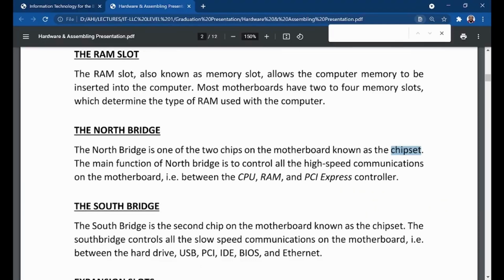Okay, now let's talk about the nerve bridge. The main function of the nerve bridge is to control all the high-speed communications on the motherboard. That is, between the CPU, the RAM, and the PCI Express controller. Now let me explain.